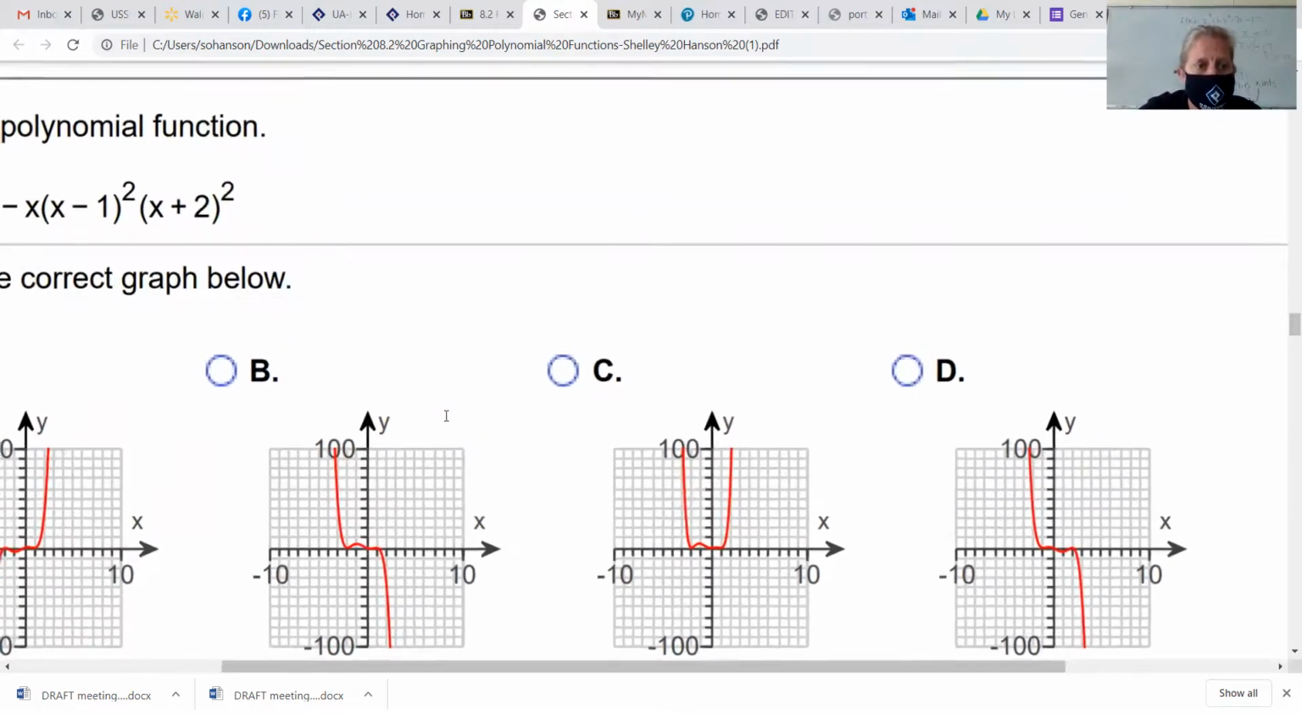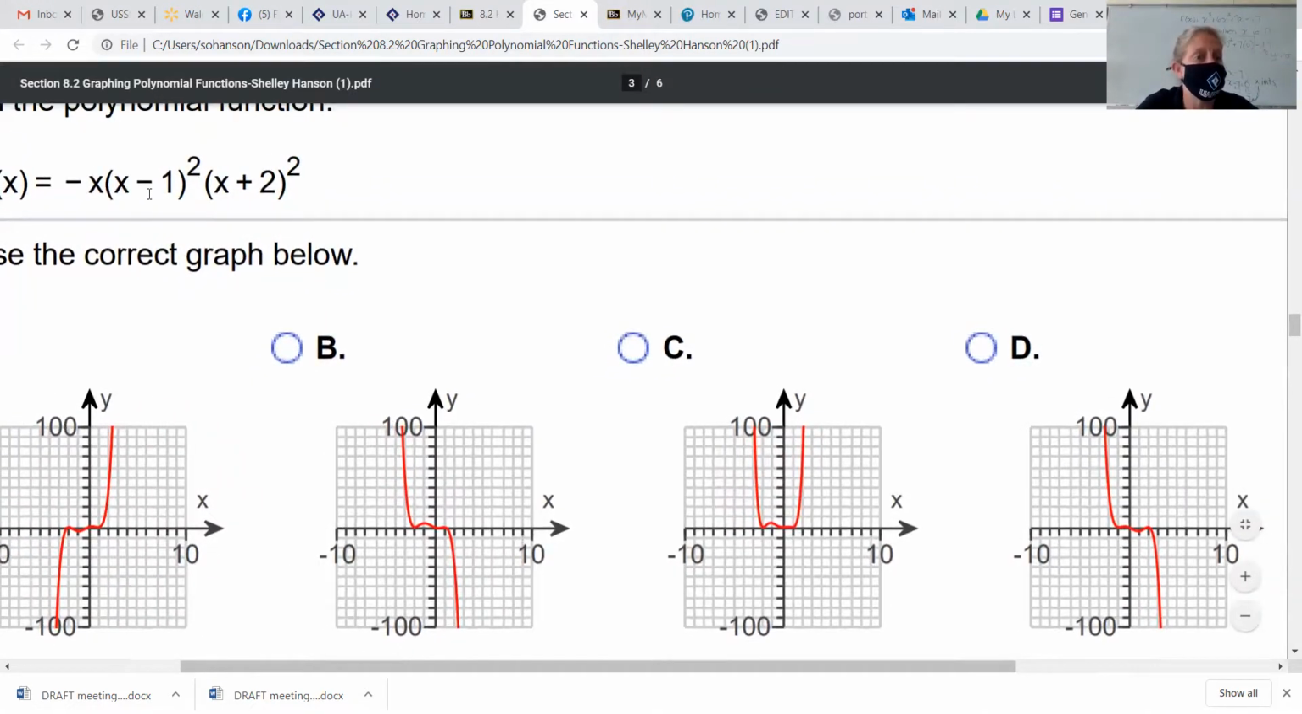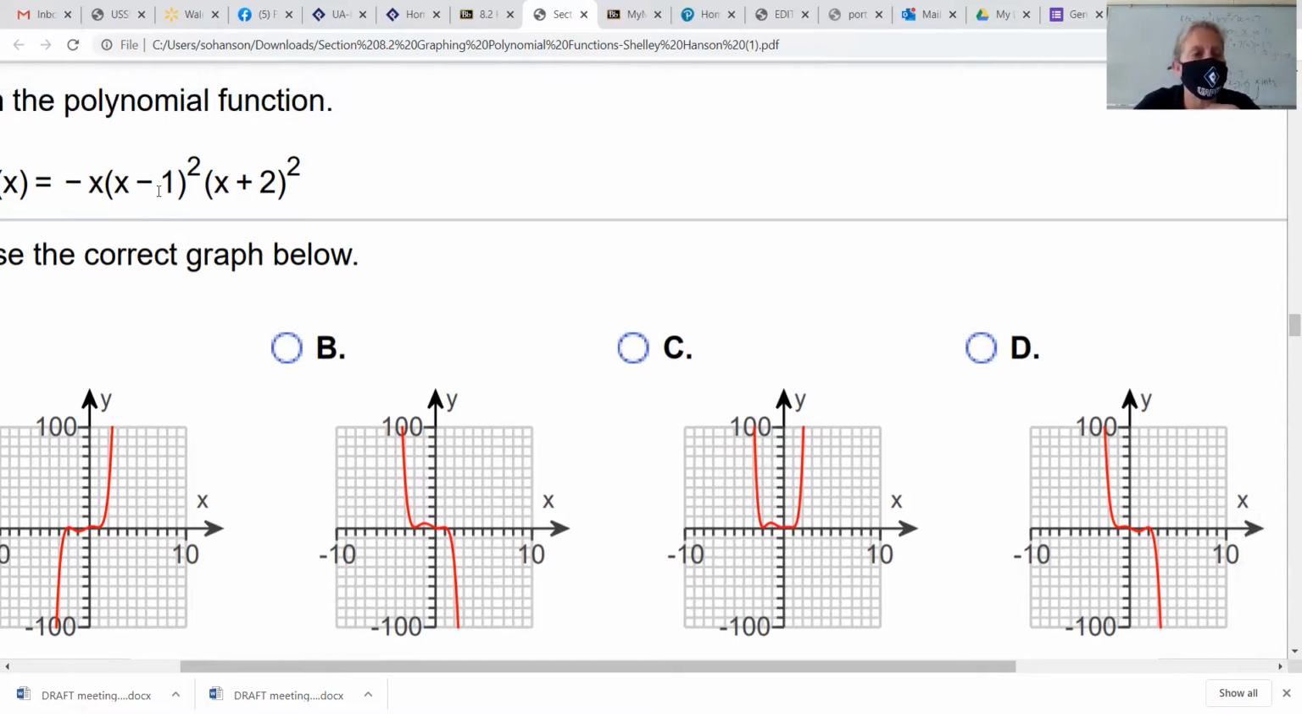So I now need to look at the x-intercepts, right? Since it's written out in factored form. Where does this first x tell me the graph should cross or touch the x-axis? At 0. Well, it looks like it does that on B and D. So I need to move on. Look at that first parenthesis. Since it's x minus 1, where does that tell me that x-intercept is? It's at positive 1, right? Which means I should go to my x-axis and look at positive 1 and see if there's an x-intercept there.